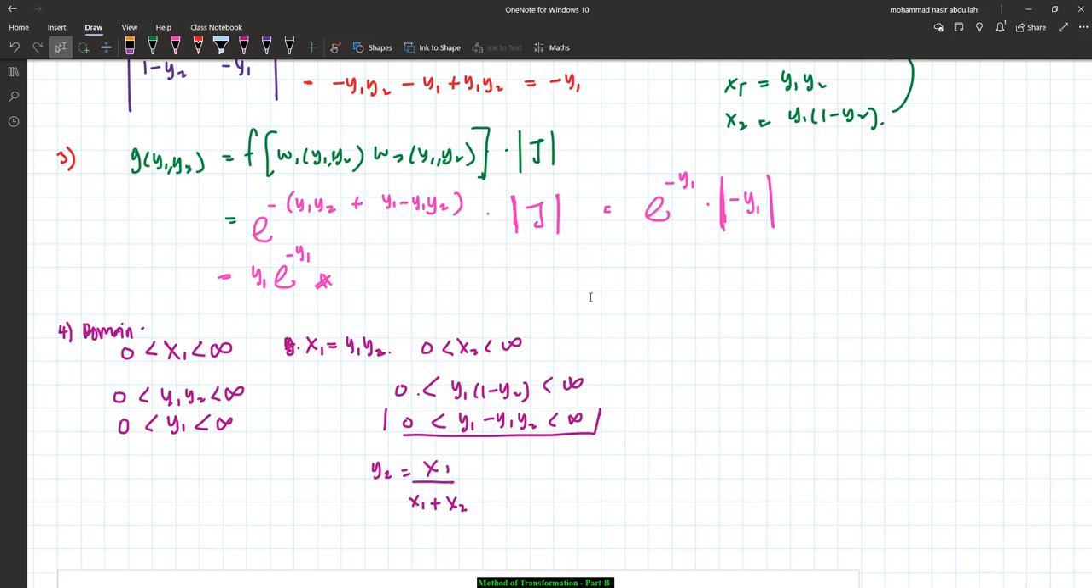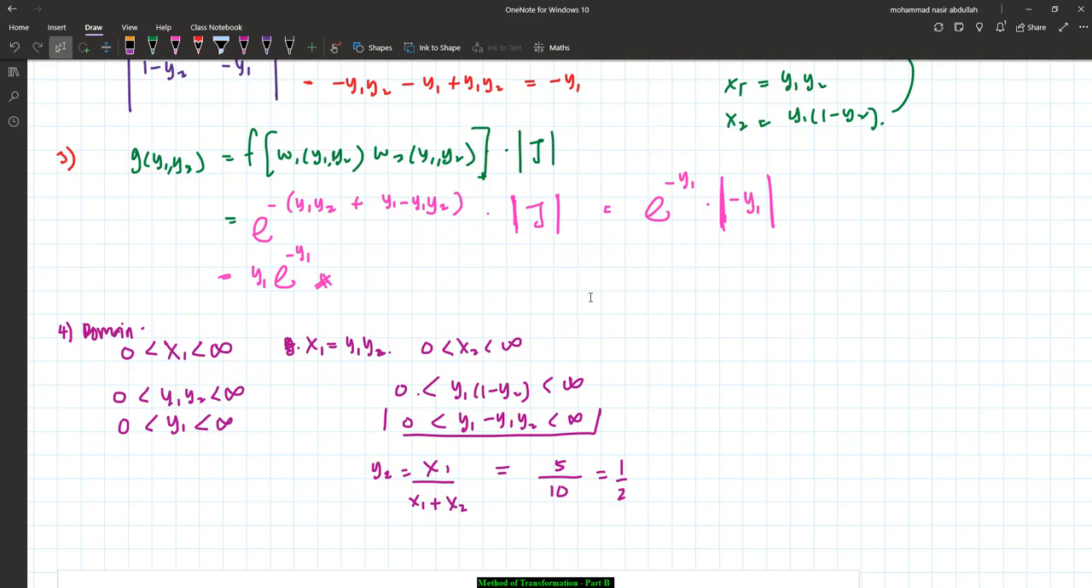So let's say x1 is more than 0, right? Let's say x1 is equal to 5, and x2 is also equal to 5, more than 0. So this one you divide, 5 divided by 10 is equal to 1 over 2. Boleh faham apa saya cakap?